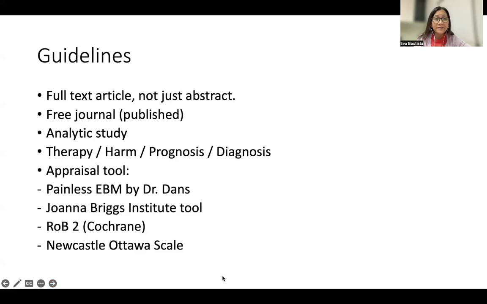So some guidelines, you should choose a full text article, not just an abstract, okay? So if the full text is not available for free, you are not required to buy or purchase an article, okay? You can ask for access from our librarian, or you have to choose a different topic. You should choose only published peer-reviewed articles, okay? And it should be an analytic study, okay, on therapy, harm, prognosis, or diagnosis.